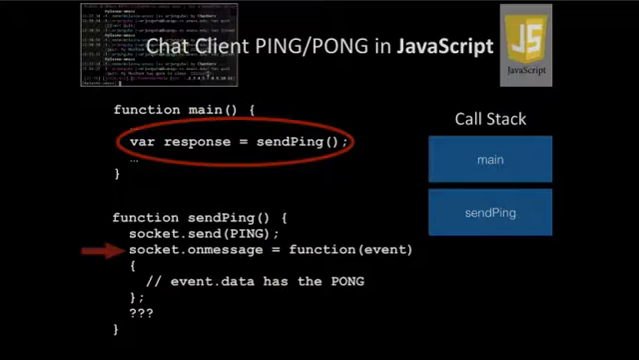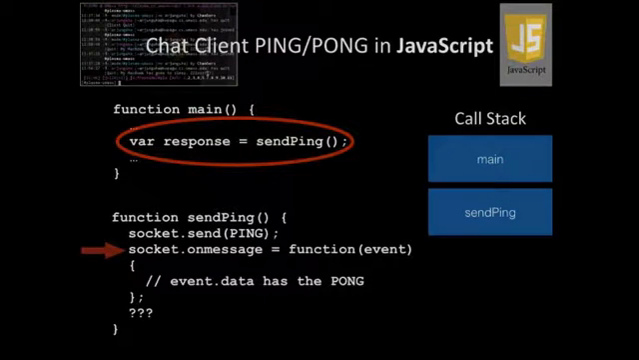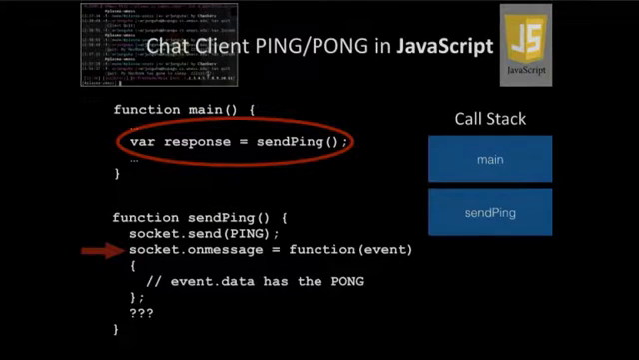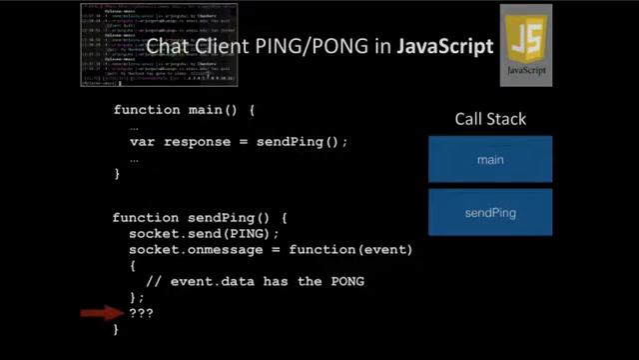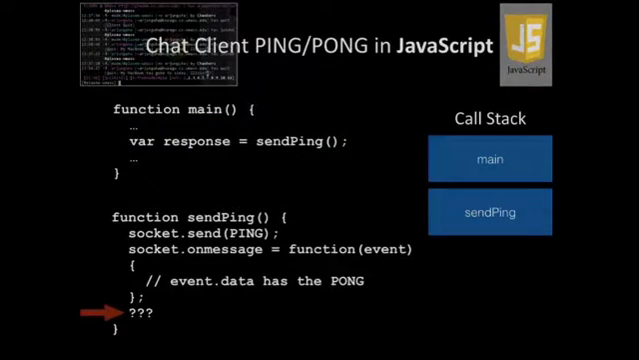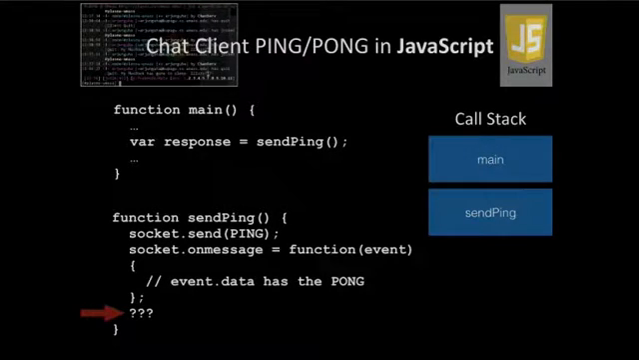The main function expects that sendPing will return the response from the server. But sendPing does not have the response yet. It needs to wait for the browser to call the callback we just registered. What do we have to do here to return the value that main expects? JavaScript doesn't have a sleep function that we can use to suspend execution and persist the activation records on the call stack for sendPing and main.